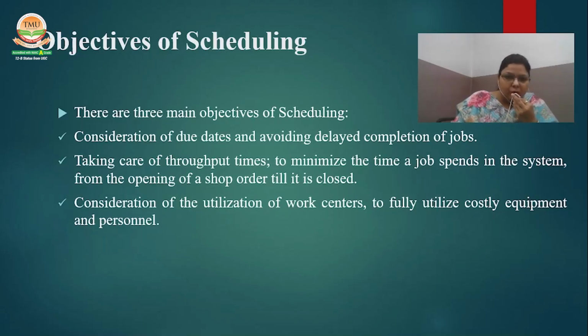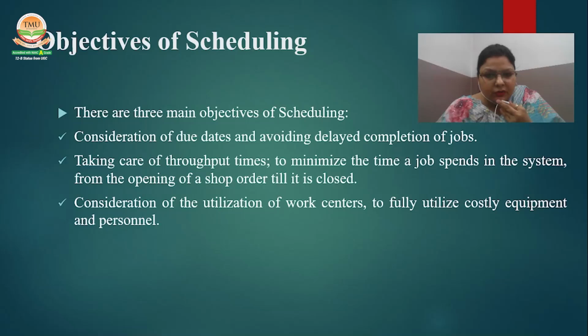What are the objectives of scheduling and why is it done? There are three main objectives of scheduling. First, consideration of due dates and avoiding delayed completion of jobs. Here we have to consider each and every date which we have given in the scheduling. So is there any due date or any delay? We have to avoid all the delays in the production processes, or we have to complete the job in the given time.